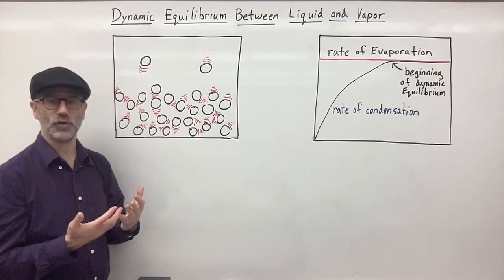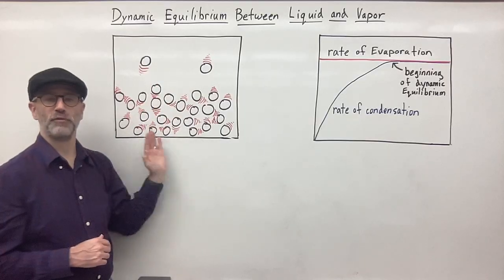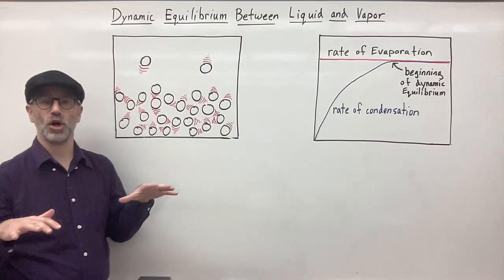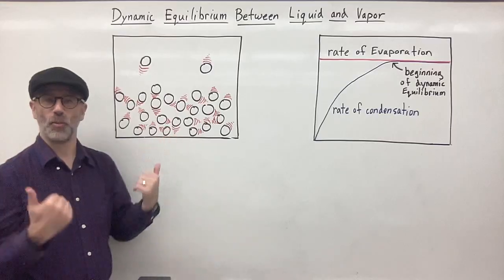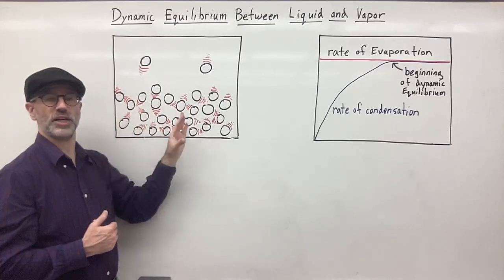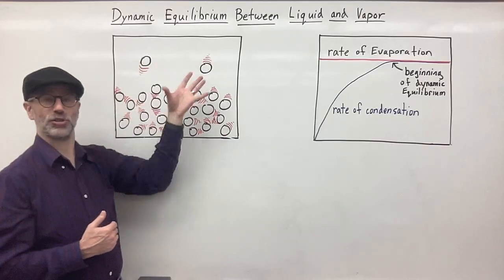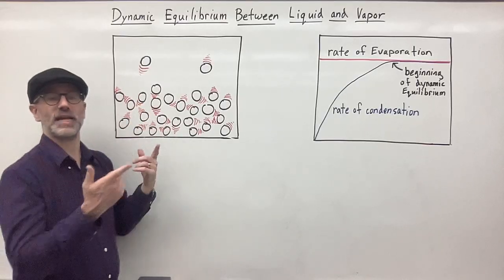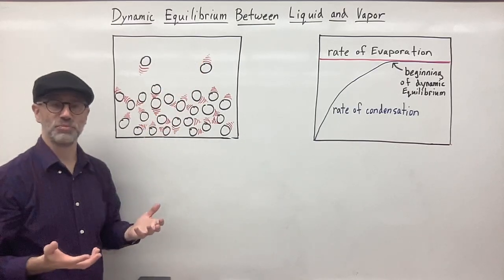What's going to change over time is the rate of condensation, because when we start from the very beginning, we have 0 particles in the vapor phase, so zero rate of condensation, because there are no particles to go back into the liquid phase. But as soon as some particles evaporate into the vapor phase, now you start to have condensation, because now those particles can hit the surface and be reabsorbed, which is the condensation process.